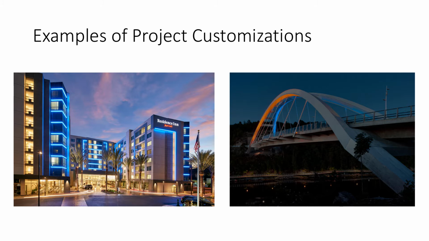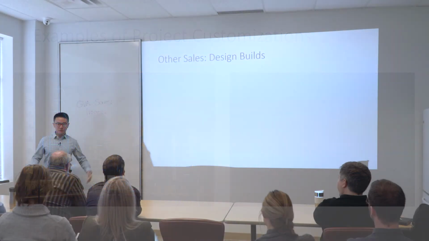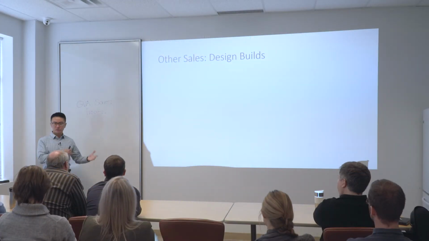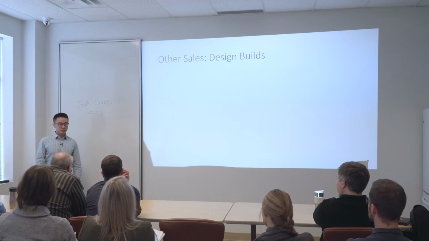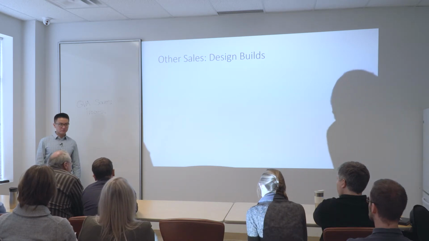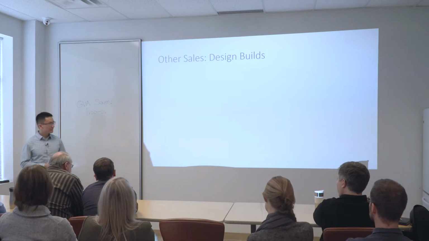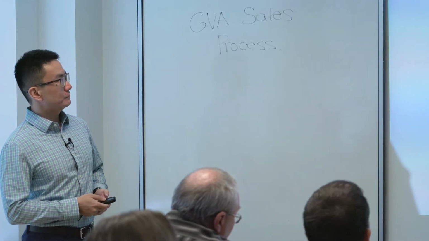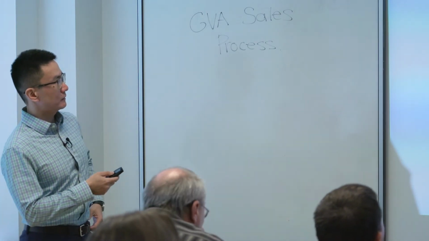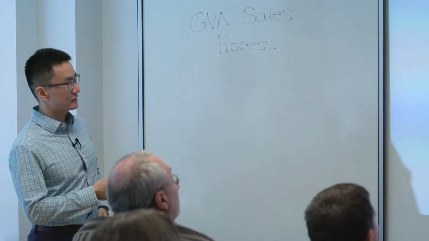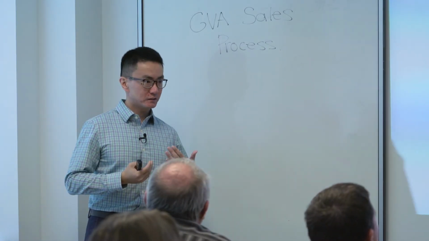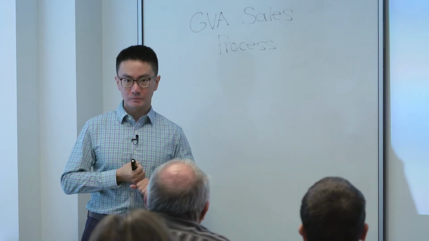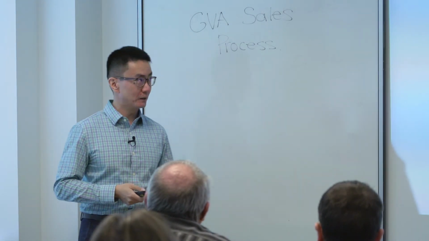So we've covered the typical sales process of an architectural sale. Are there any questions before we move on to a short point by point of other sales? Okay, so one of the other sales that we do is called design builds. So design builds can typically occur very quickly. They can take, for example, a week to develop or even a few days to develop.